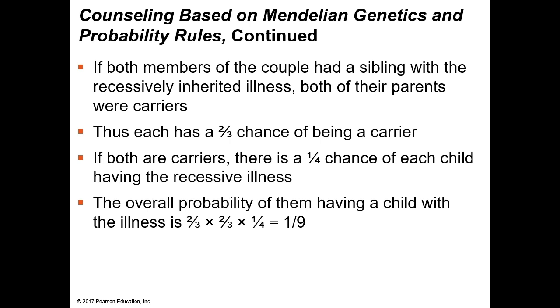So if both of their parents were carriers, let's assume that we're taking a look at a recessive disease because there are carriers for the disease. So the dominant allele is normal, and the recessive allele is the disease. So if both parents originally were carriers, that means that they're heterozygous.